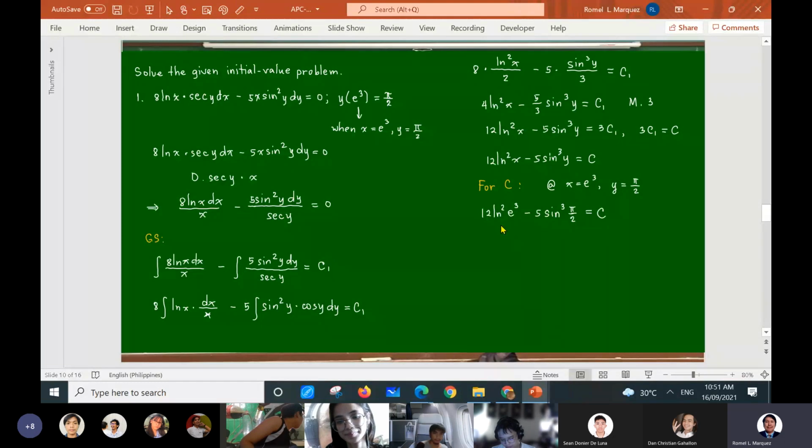What is 12 ln squared e cubed? The ln squared means ln e cubed raised to 2. Minus, the sine of pi over 2 is 1, so 5 times 1 raised to 3 equals c. What is the value of ln e cubed? 3, squared because it is squared. Minus 5 equals c. So what is the value of c?